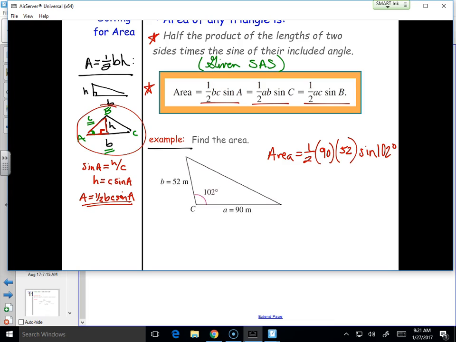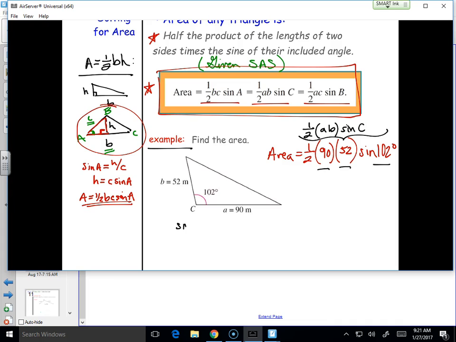You don't have to stress about who's A, who's B, who's C. You can, if that's how your brain works. Okay, that's fine. In this one, it would have technically been, according to our formulas, 1/2 of A times B times the sine of C. That's technically what we're plugging in. But if you understand, it's just the side with the included angle, for side, angle, side. No big deal.